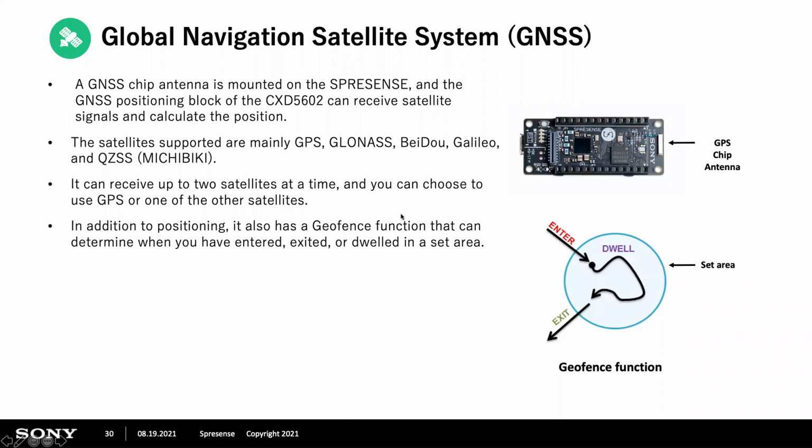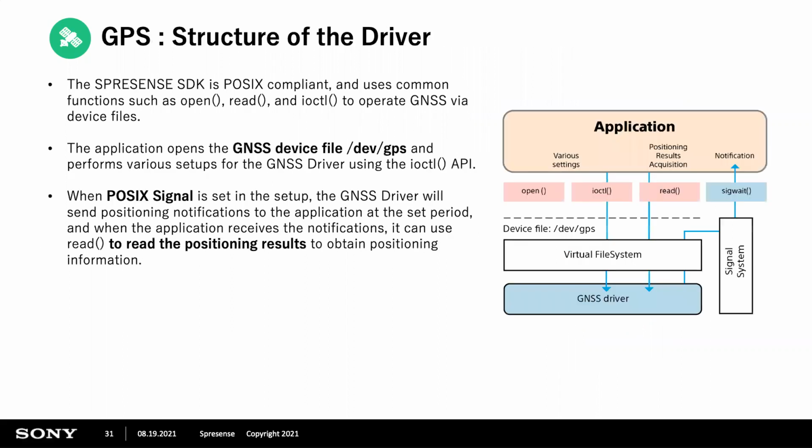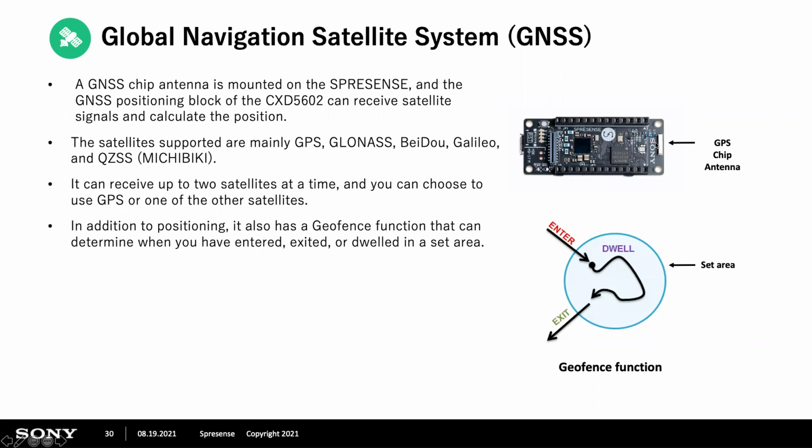What you need to know about our GPS is that it's not only positioning, but it's geofencing. Geofencing means you have an area, and you can support the function to enter this area, leave this area, or dwell in this area. So that is the characteristic of our GNSS. And the important thing is the antenna is already here, so you don't need to add an antenna for the GPS.